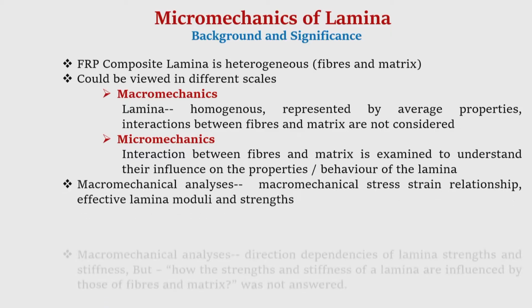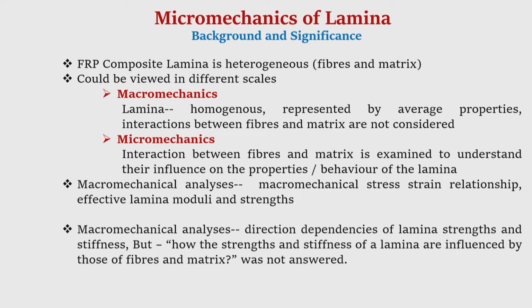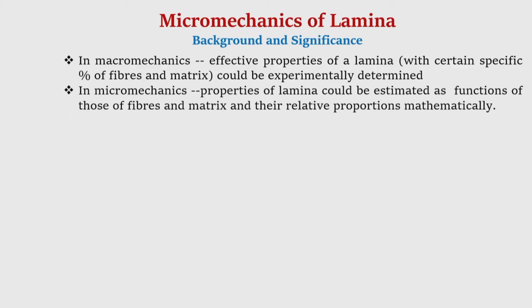In macromechanical analysis we have duly considered the direction dependencies of the strengths and the stiffnesses, but one important question, how these strengths and stiffnesses of a lamina are influenced by the corresponding strengths and stiffnesses of the constituents, that means the fiber and the matrix, is not answered; we have not discussed it. In micromechanics this is addressed. We try to estimate the properties of a lamina in terms of the properties of the constituent fibers and the matrix.